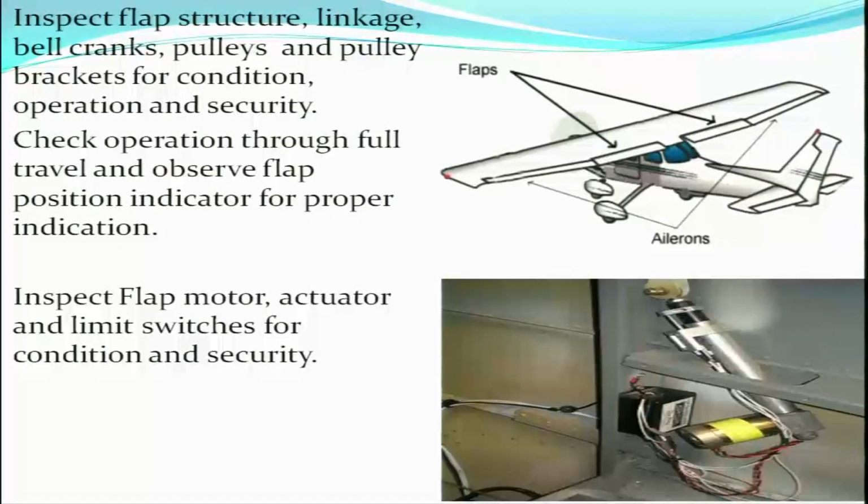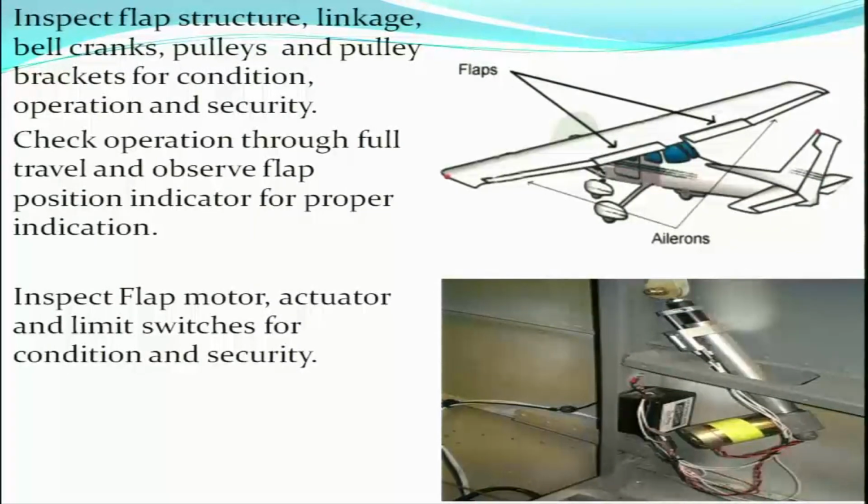As part of the flight controls, the flap system is also checked, the complete flap structure, the linkages, all the ball cranks, pulleys, pulley brackets within the system are inspected for condition and security. Check operation through full travel and observe flap position indicator for proper indication.